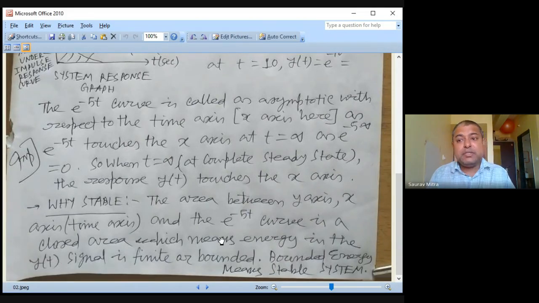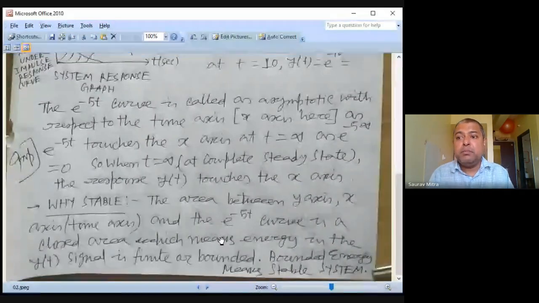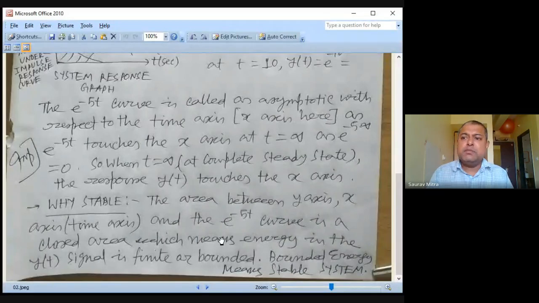What is the input? Input is impulse, a bounded input. What is the system output? Output is a bounded area. So that's why this is called a bounded output for a bounded input. So BIBO stability, it is called BIBO stability. What is meant by BIBO stability? Whenever I am giving an input that is bounded. What is meant by bounded?